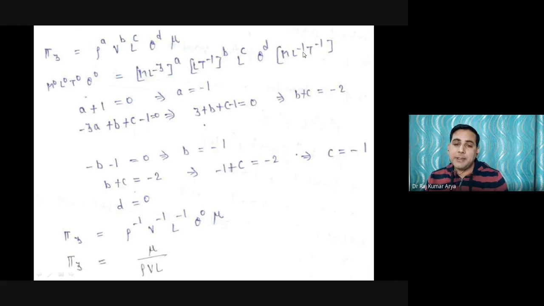So I will again calculate, that means analysis, balancing the dimensions on both sides. So I will calculate again constant A, constant B, and constant C and D. I got one more dimensionless group here, mu rho BL. What is this dimensionless group?